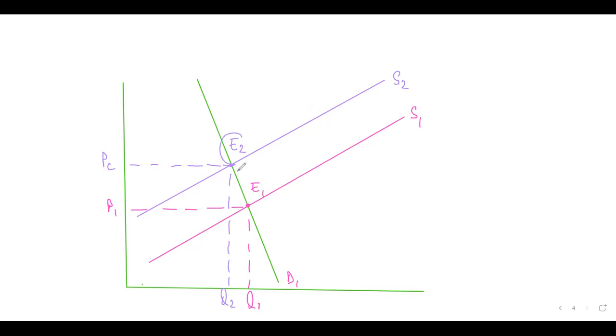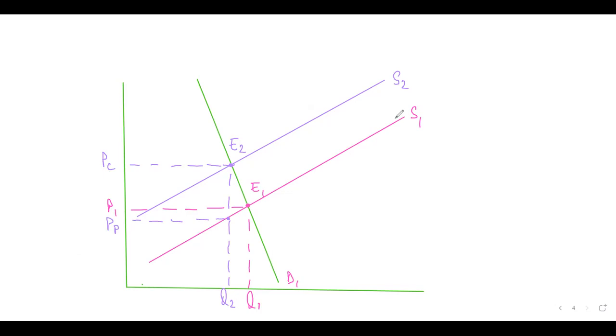From the new equilibrium, you need to bring this dotted line down to the old supply curve, and then you connect it to the y-axis. Now you can see for yourself that this is the price that producers receive. I can write this down as PP, the price that producers are receiving.